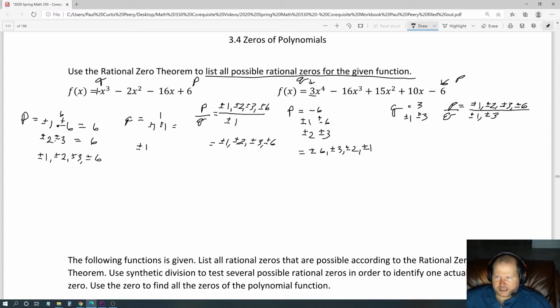So we're going to actually list all these out, right? So we have plus and minus 1 over plus and minus 1. But we also have plus and minus 1 over plus and minus 3. We also have plus or minus 2 over plus or minus 1. We also have plus or minus 2 over plus or minus 3. We also have plus or minus 3 over plus or minus 1, plus or minus 3 over plus or minus 3, and plus or minus 6 over both plus and minus 1, and plus or minus 3. Now some of these will simplify, right?